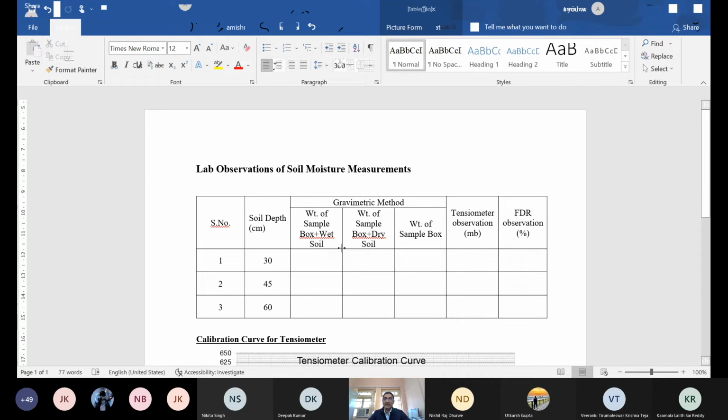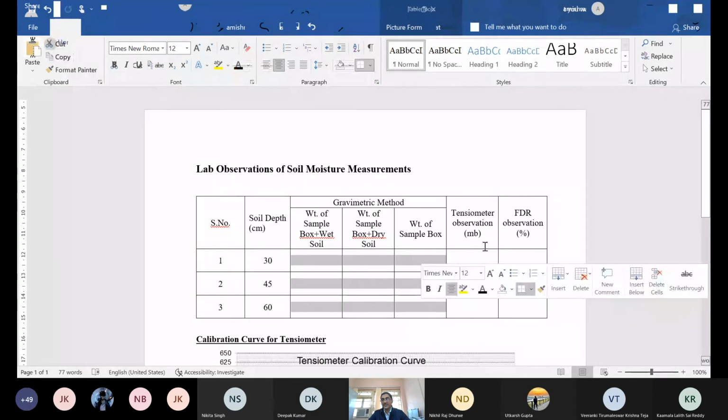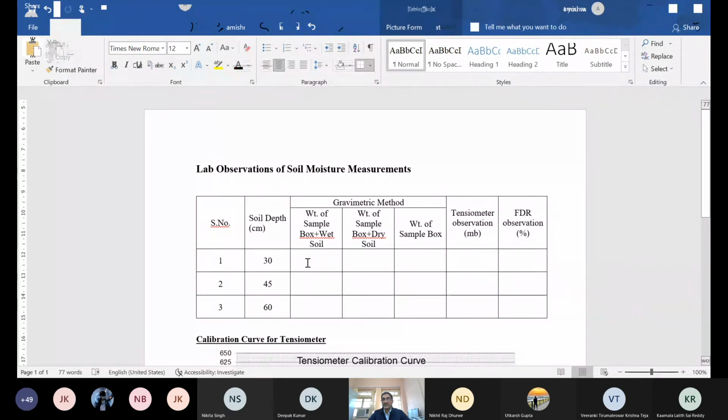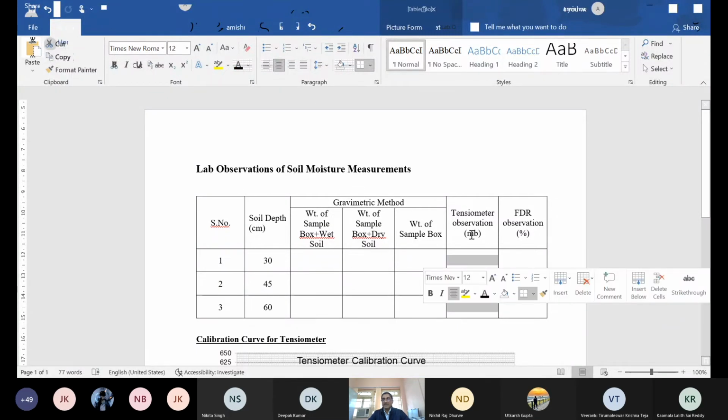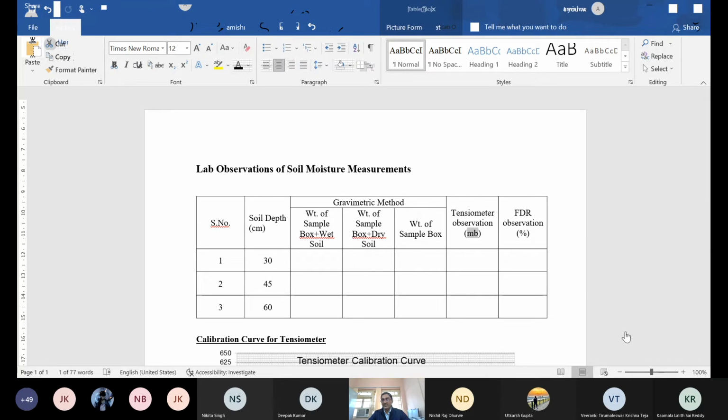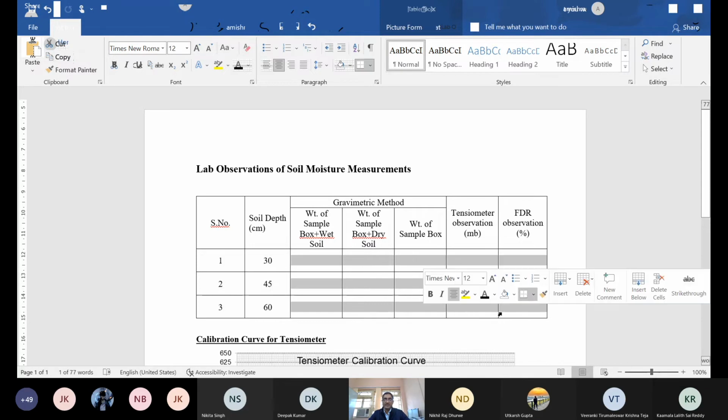So weight of sample box plus wet soil, weight of sample box plus dry soil, weight of sample box only, for 3 depths, is discussed in this video. Numbers are there, so you need to record them. Then tensiometer observations for 30, 45 and 60 centimeter depths in millibar are discussed in this video. And FDR observations in percentage for 30, 45, 60 centimeter are discussed in this video. You need to record these observations in this file for yourself.